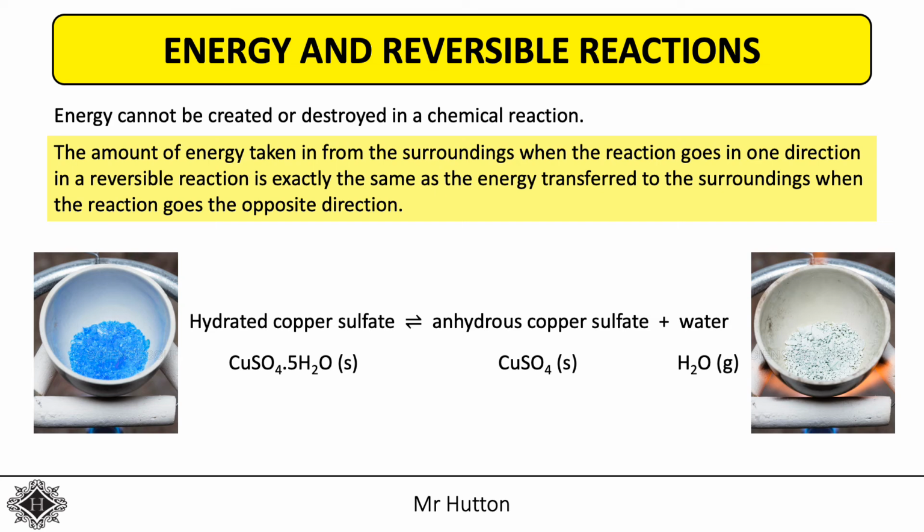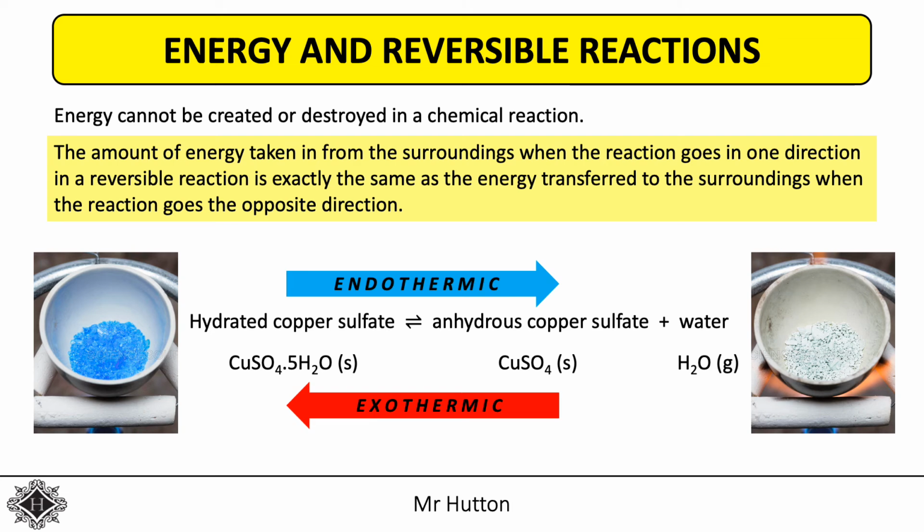Right, energy cannot be created or destroyed in a chemical reaction, so the energy can't just disappear. And we've established that the amount of energy taken in from the surroundings when the reaction goes in one direction, in a reversible reaction, is going to be exactly the same as the energy transferred to the surroundings when the reaction goes in the opposite direction. So the example I just asked you a moment ago was with our hydrated copper sulfate and anhydrous copper sulfate. Okay, it's endothermic in the forward reaction and exothermic in the backward reaction. We've learnt that if it's endothermic one way, it must be exothermic the other way. Now then, what you can see now is if 900 kilojoules of energy are used in one direction, then 900 kilojoules of energy are used in the opposite direction as well. It's always going to be the same.